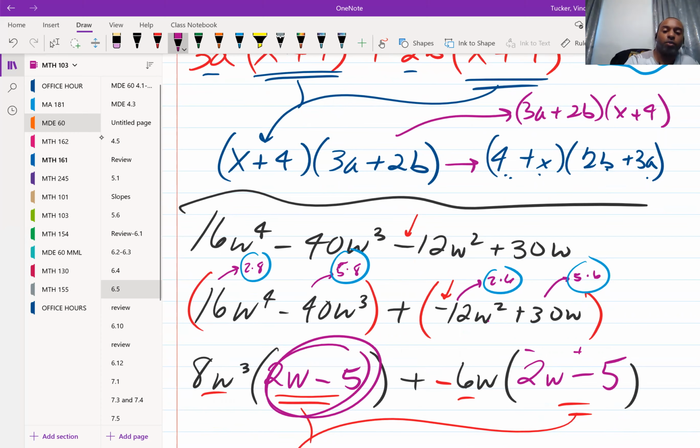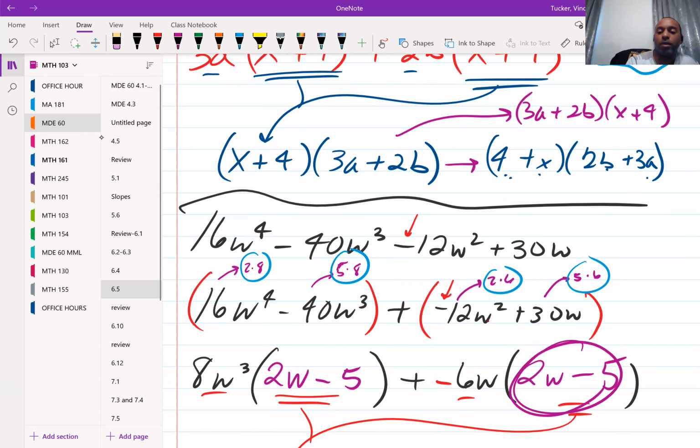So in order to ensure that I get 2W minus 5, you have to pull a negative 6 out. So you can get, like I said, 2W minus 5. If you didn't, what you would have seen was negative 2W plus 5. Then you would have recognized that they're not the same, and then you would have had to pull out the negative. So that's why you pull out negative 6W. All right, make sure we are okay.